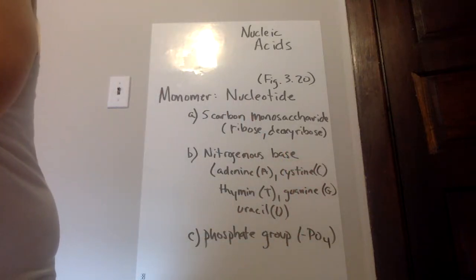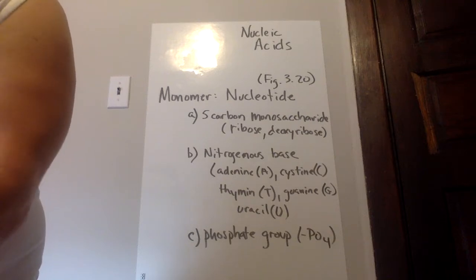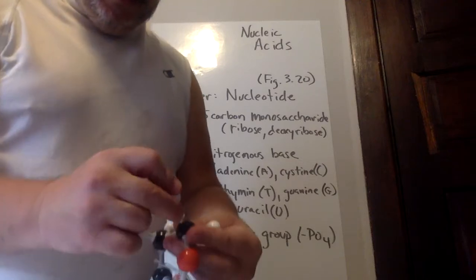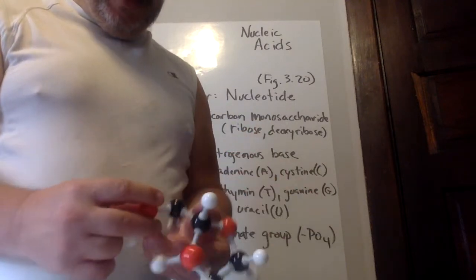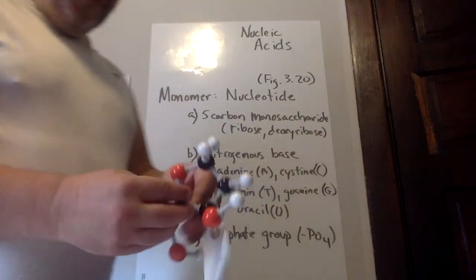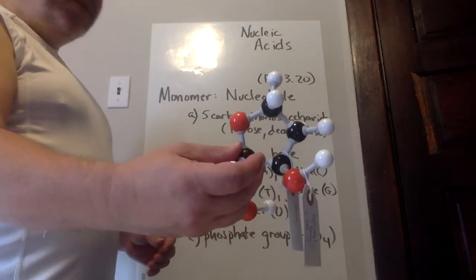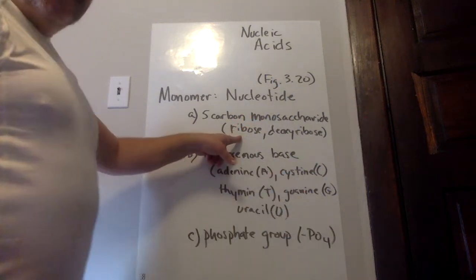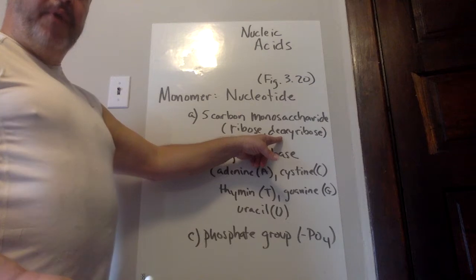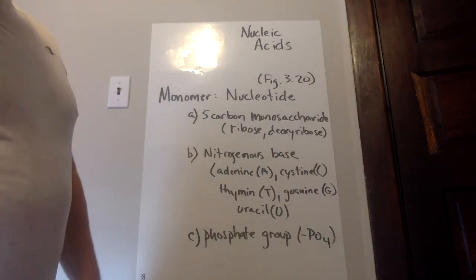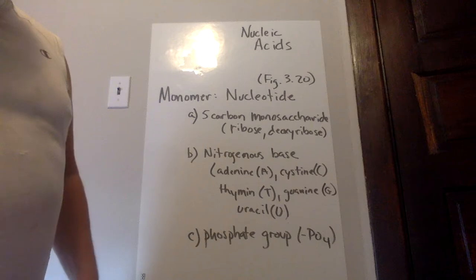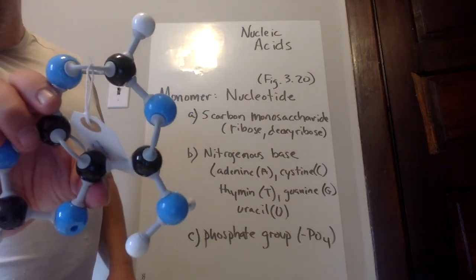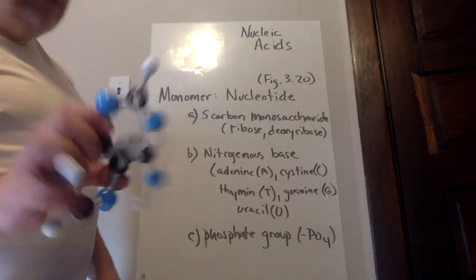Now, one of the things you see here in our picture is, let me put my 5-carbon monosaccharide back together. There are 2 different 5-carbon monosaccharides that we can have depending on what polymer we're going to make. You can either have ribose or you can have deoxyribose. These are both 5-carbon monosaccharides. For nitrogenous bases, this is just one of them. You can see the others in figure 3.20. The only one they don't show there is uracil.